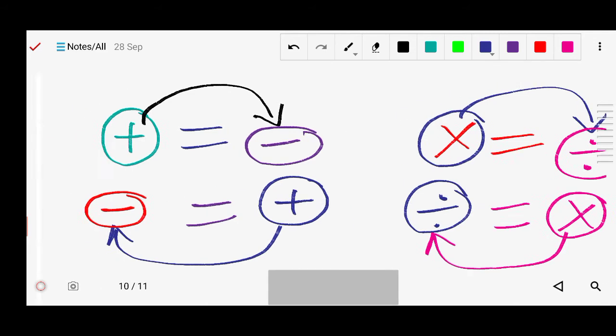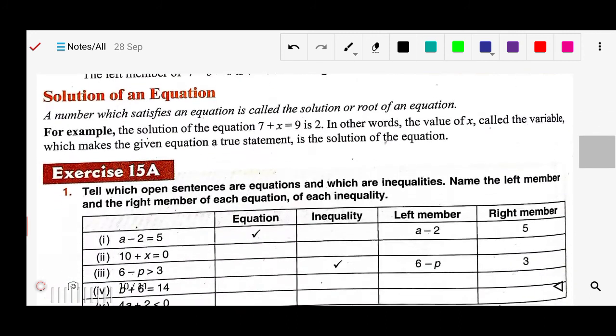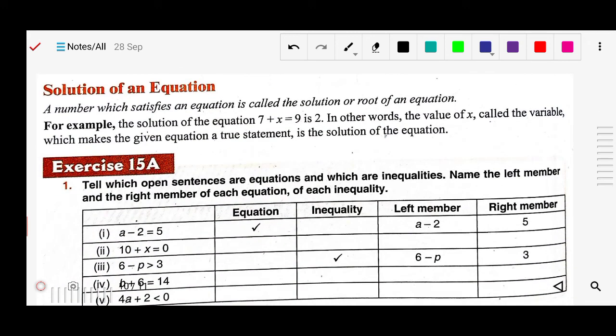Okay, now see, solution of an equation. A number which satisfies an equation is called the solution or root of the equation. Means if a number satisfies the equation, so that both sides are equal, it is called the solution or root of the equation. Very important term, you must remember this one.